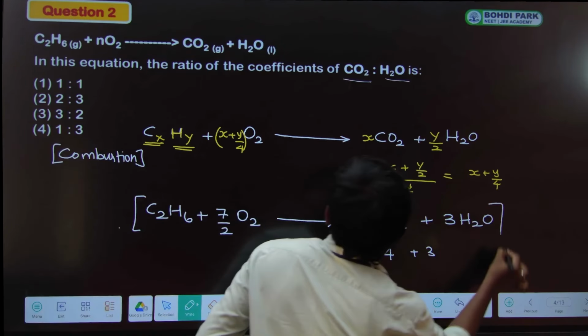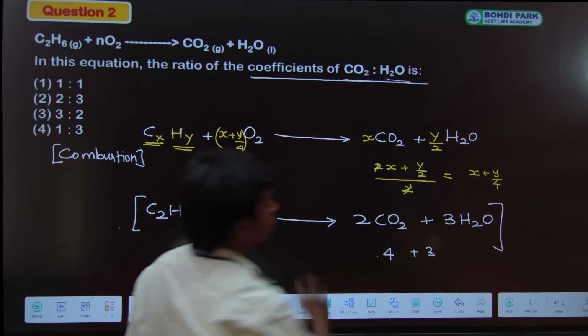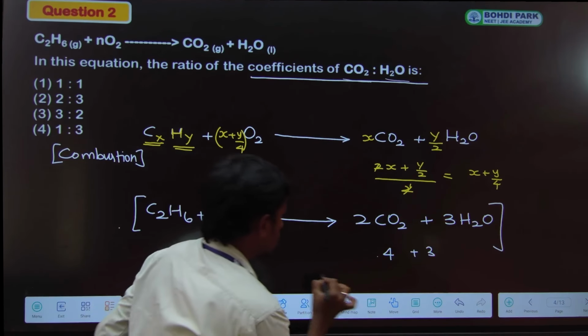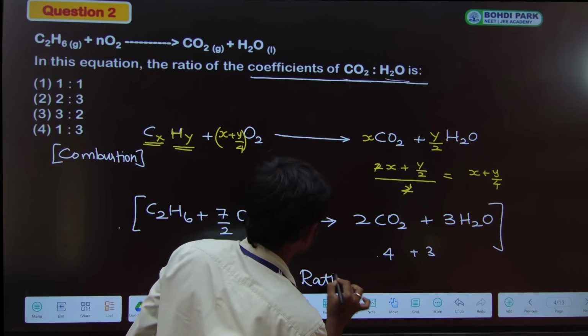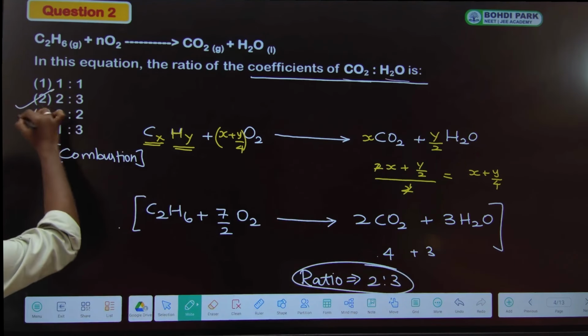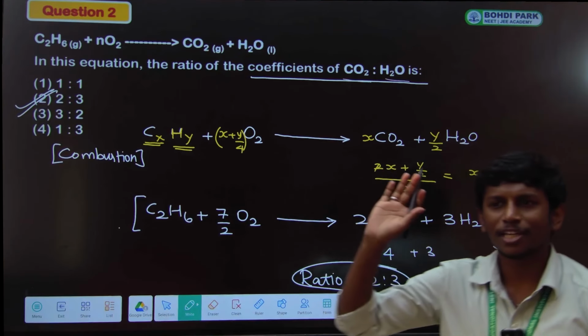What are they asking? They are asking only for the coefficients of CO2 and H2O. Coefficient of CO2 is how much? 2. Coefficient of H2O is 3. So your ratio is 2:3. This is the correct answer. Option 2 is your correct answer. Okay, clear? Fine.